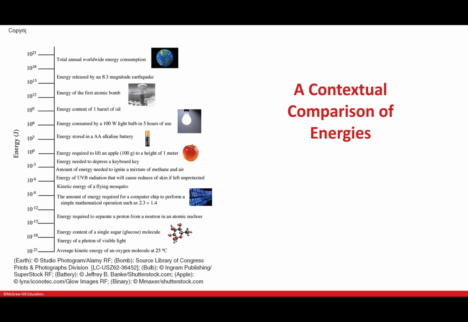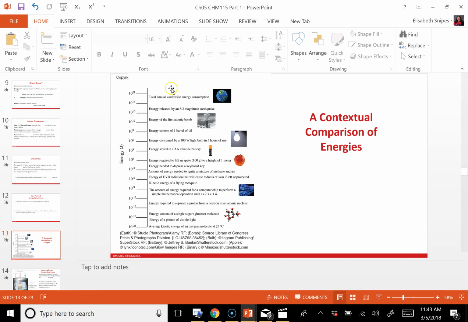Light bulbs, 5 hours of use, 10 to the 6th joules. A barrel of oil, 10 to the 9th joules. Energy of the first atomic bomb, 10 to the 12th. Energy released by an earthquake, magnitude 8.3, between 10 to the 15th and 10 to the 18th joules. There was one more at the top. I thought this last one was weird. You're like, are you serious? What a weird thing to think of.